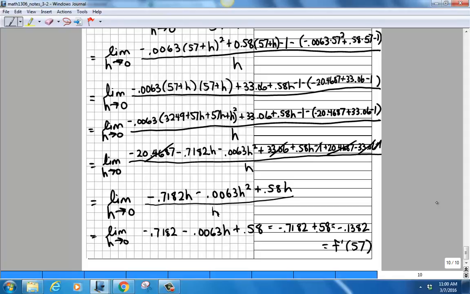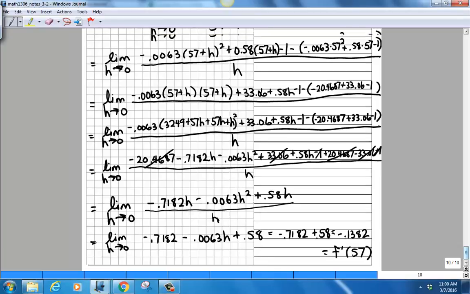So the instantaneous rate of change at 57 is minus 0.1382. Okay? Because we're very intelligent beings, right? We can imagine what happens as the increment is getting closer to 0 without actually having to plug in small values for the increment. Our intuition can tell us what's going to happen when the increment gets small. All right? So I'm fairly convinced that is the correct instantaneous rate of change.